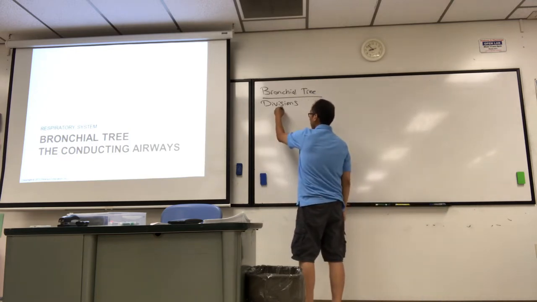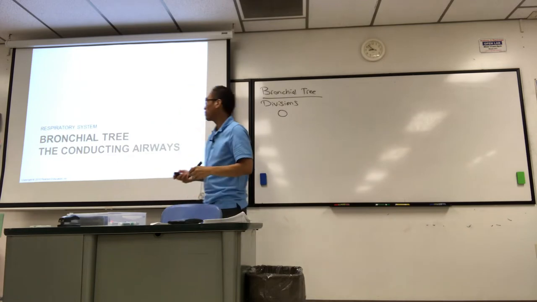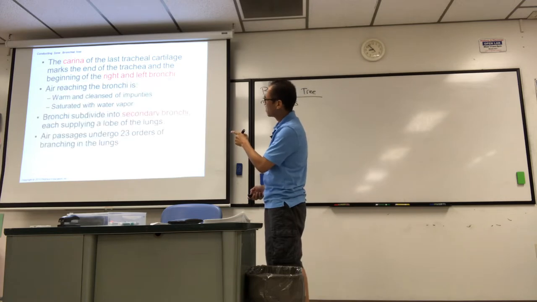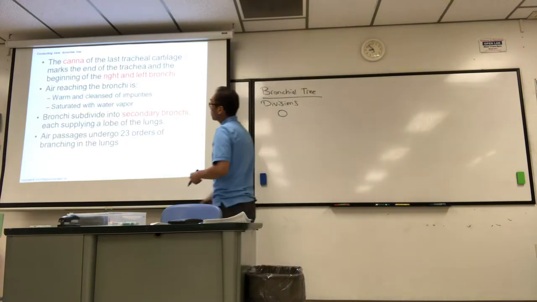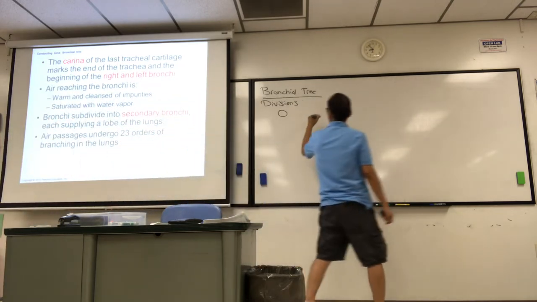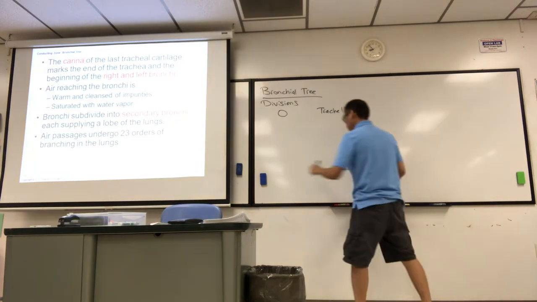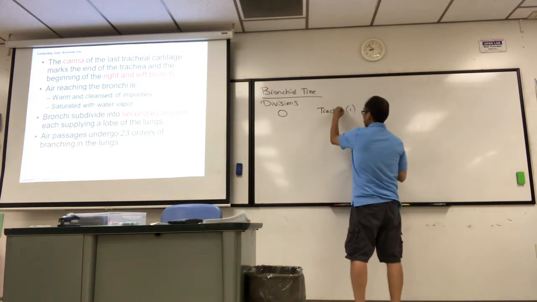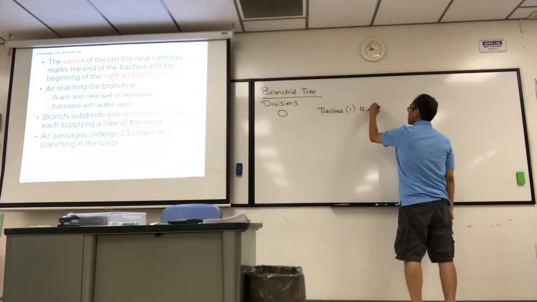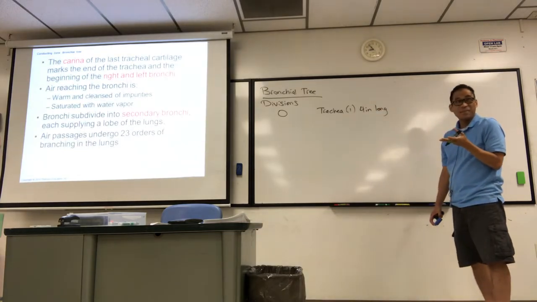So before the airway divides, call that division zero, you have one trachea. We have one trachea. The trachea is a singular structure, and it's only 4 inches in length. And it's about 2.5 centimeters in diameter.